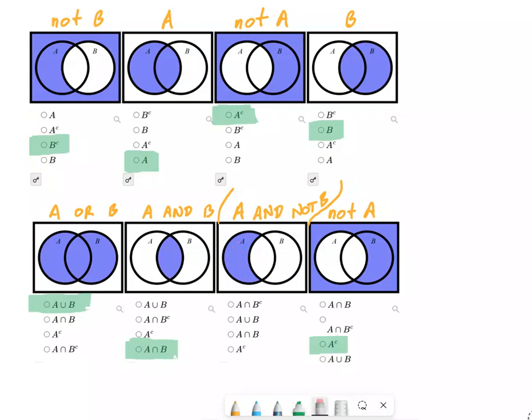And this one in the third entry slot, this was the hardest one. A and not B. So I'm looking for A with an upside down U symbol, right? That upside down U is my and symbol. And not B is the B with the little C exponent over it for complement.